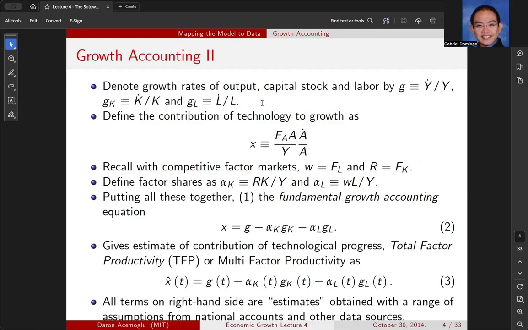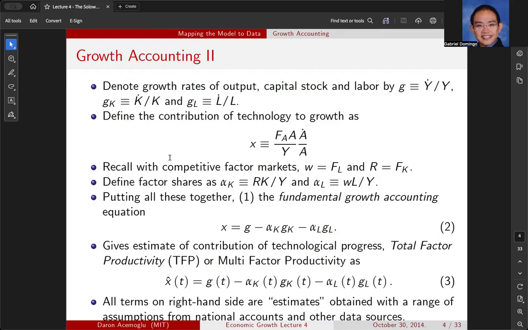Denote the growth rates of output, capital stock, and labor by G, which is Y dot over Y, G sub K, which is K dot over K, and G sub L, which is L dot over L. Define the contribution of technology growth as X, which is this term here. This A dot over A is the growth in A, or technology.